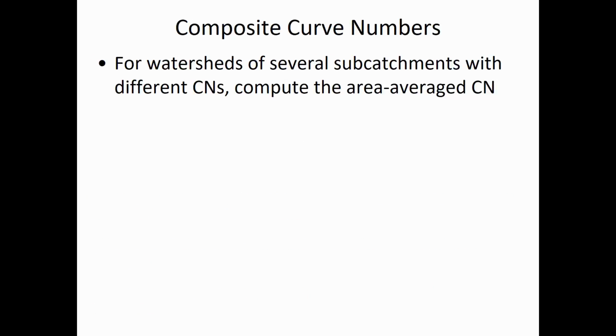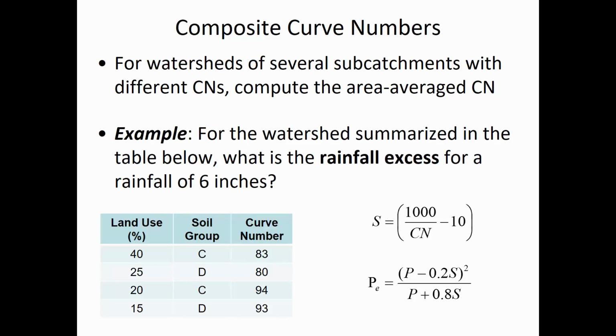All right. Another tricky thing is that in a watershed, you're not going to have just one soil type, and you're not going to have just one land use. It's going to be a lot of different land uses and soil types, so you have to come up with an area averaged curve number for the watershed. Let's say that we had land use where 40% is in soil group C that has a curve number of 83, 25% in soil group D that has a curve number of 80, and presumably the reason that curve number is lower than the group C soil is maybe the group C soil had some urbanized land use, some asphalt.